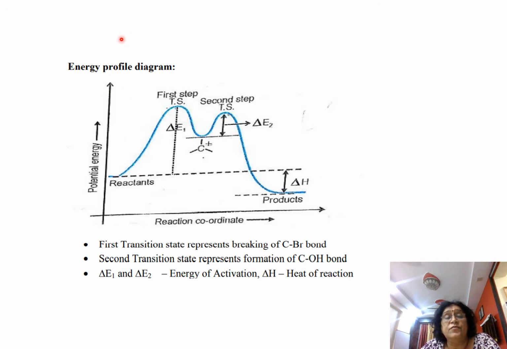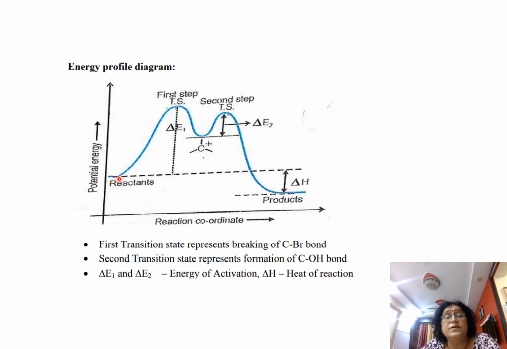So this is the energy profile diagram for the SN1 reaction. The diagram is between potential energy and the reaction coordinate. So this first point you see is the reactants. Here this is the energy of the reactants. The reactant here is what? Tertiary butyl bromide, let's say.